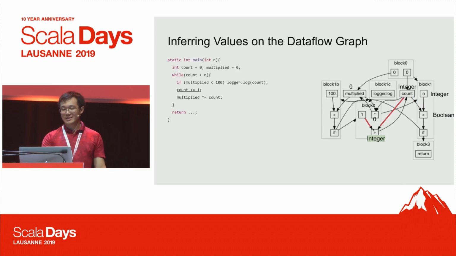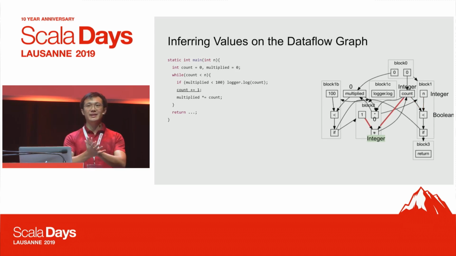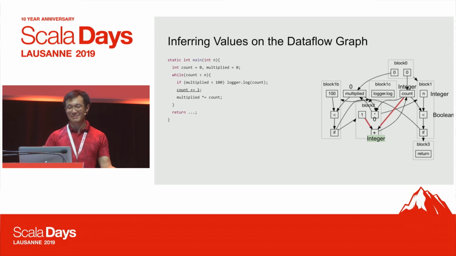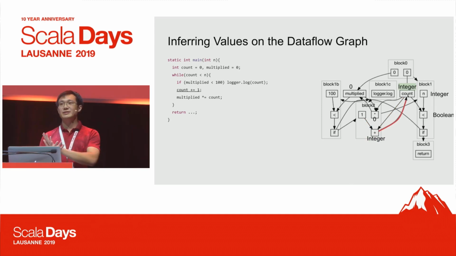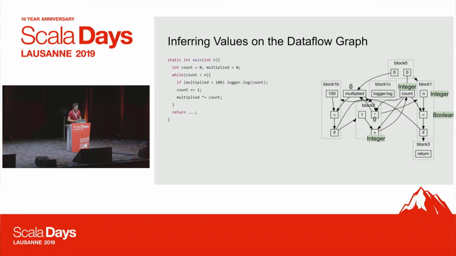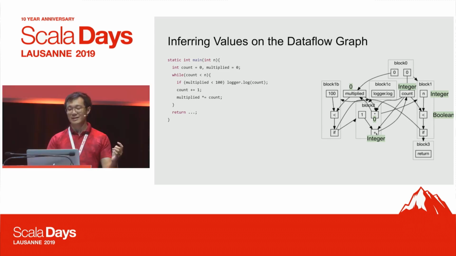Count, which is integer, plus 1. Integer plus 1 is still an integer, I don't know which one. It's an integer, some integer. And I put that back into count, which is now an integer. Since we already saw count as an integer earlier, we can stop the propagation. And so we end up with this set of inferences for this program graph. Multiplied is 0. This times is always 0. So the times is the result of multiplied times count, which is always 0. Count is integer, and we already use integer. This less than is always a Boolean. This plus is always an integer.